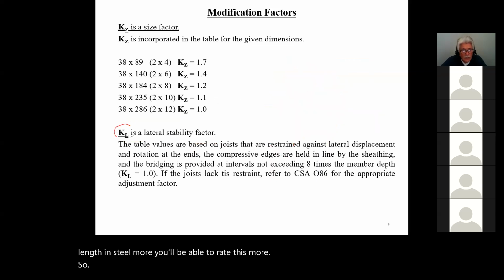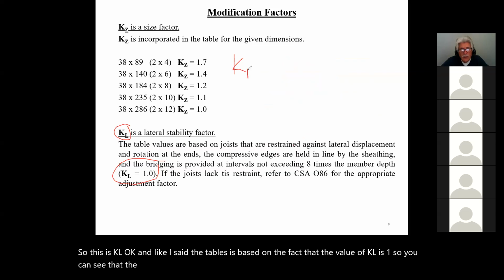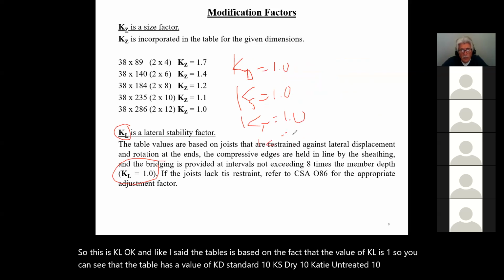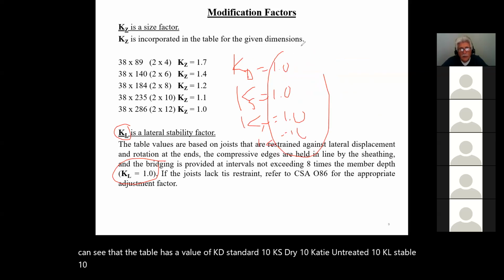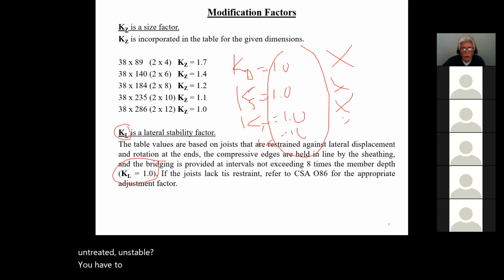So this is KL, okay? And like I said, the table is based on the fact that the value of KL is 1. You can see that the table has a value of KD standard 1.0, KS dry 1.0, KT untreated 1.0, KL stable 1.0. So everything in the table is 1.0. Now, for any other condition other than standard, dry, untreated, stable, you have to modify the values in the table. And that's what these values are for, okay?